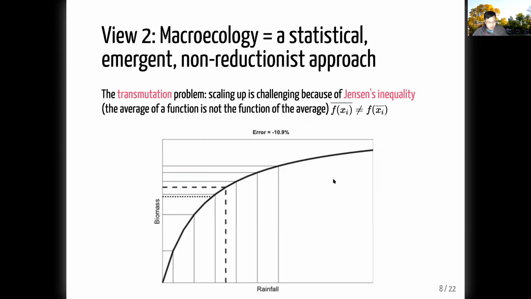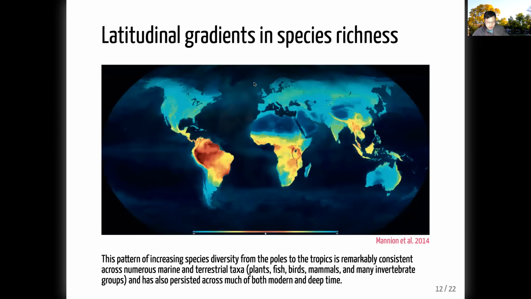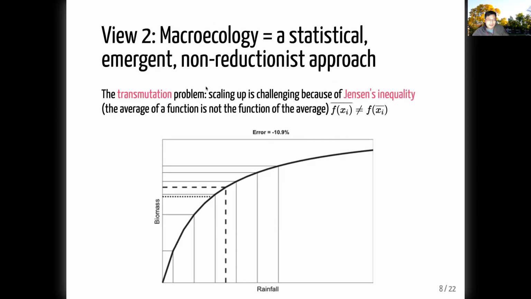And then you'd ask why this is an emergent and non-reductionist approach. Well, the main problem here is the so-called transmutation problem. We know that scaling up is a challenge because of Jensen's inequality, which we have talked about multiple times across this semester. Put in a simple way, it's just saying that the average of a function is not the function of the average.